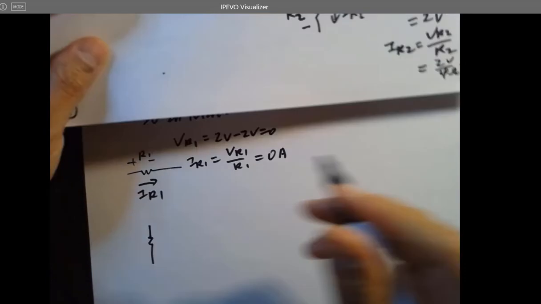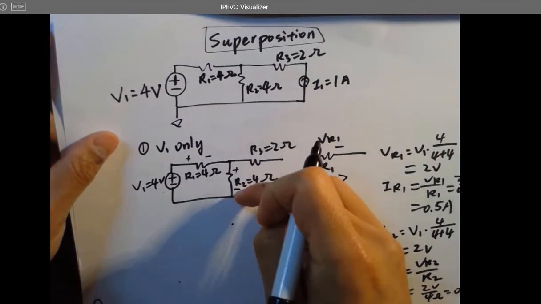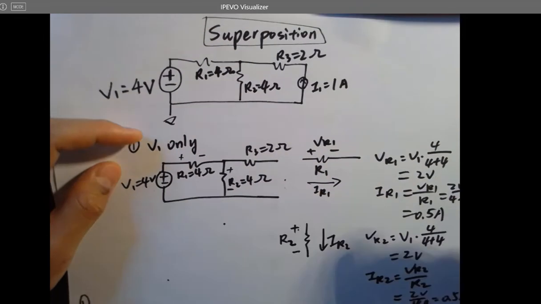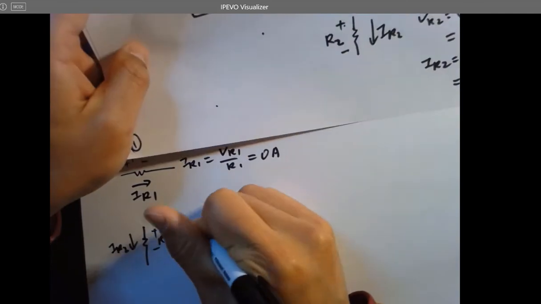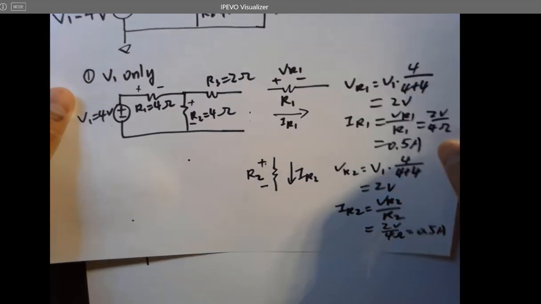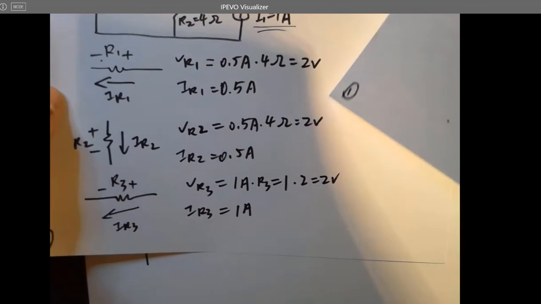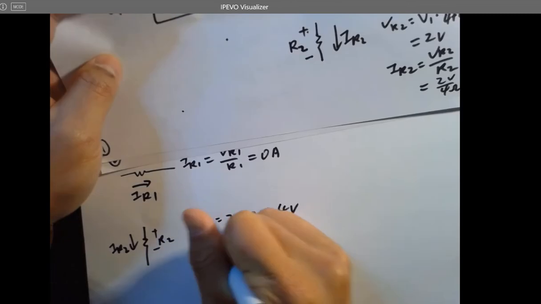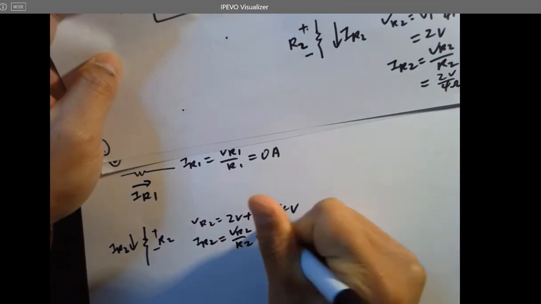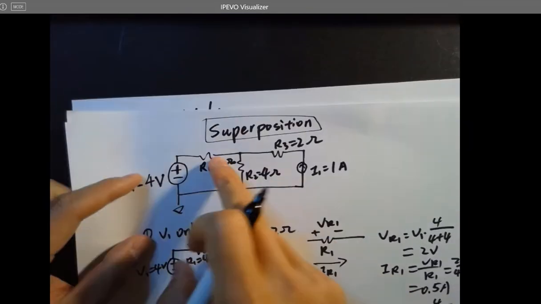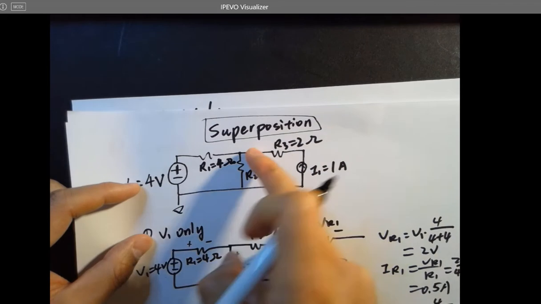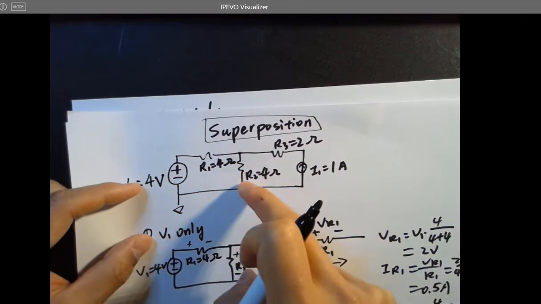So what about R2? Since R2, for the two cases, both have top to bottom as plus minus, they should be added together. So VR2 equals the first one, 2 volts, and the second one, 2 volts. So VR2 is 2 volts plus 2 volts, which is 4 volts. IR2 will be VR2 over R2, which is 4 volts over 4 ohms, which is 1 amp. Which makes sense because there's no current flow through here. You got 1 amp and nothing here, so it's going to be 1 amp from top to bottom over this resistor.